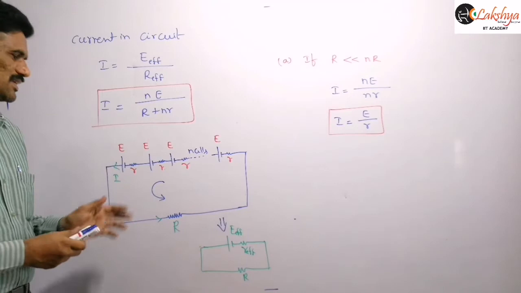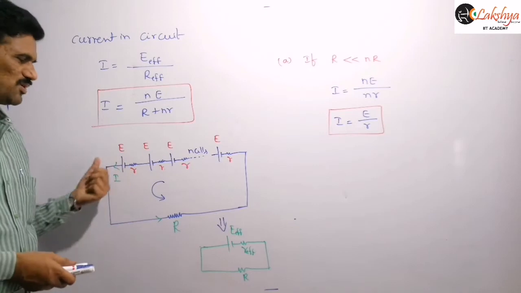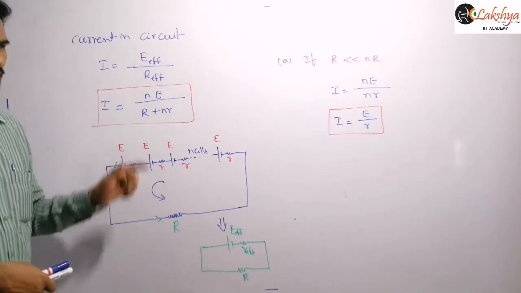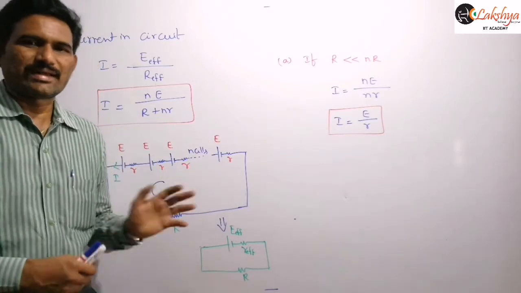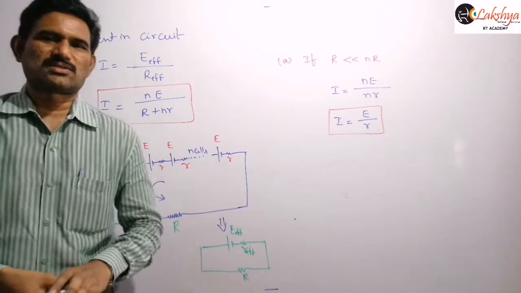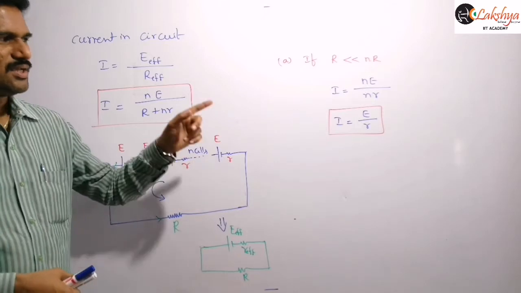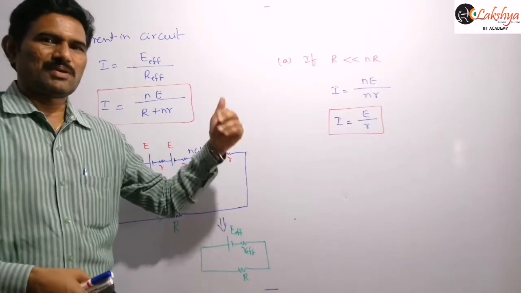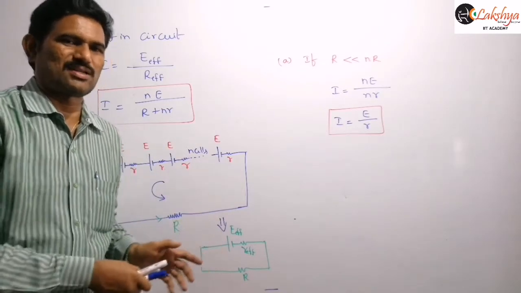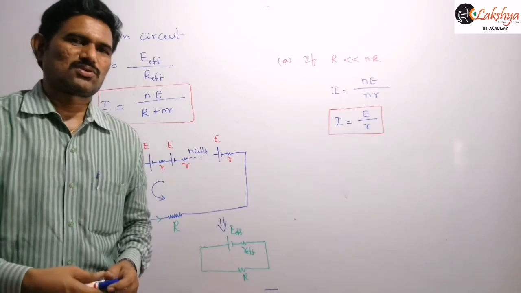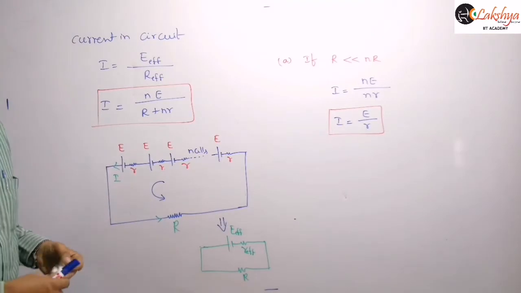If only one cell is connected, that means the terminals of the cell are connected with no resistance, if positive and negative terminals are connected together, then current flowing through that cell will be equal to E by r, right? Even if you connect 100 identical cells in series, the current flowing through the circuit is the same E by r. So the current flowing through that circuit is independent of the number of cells here. You may connect 100 cells or 10 cells or 1 cell, the same amount of current will flow through the circuit when external resistance is very small when compared to internal resistance.